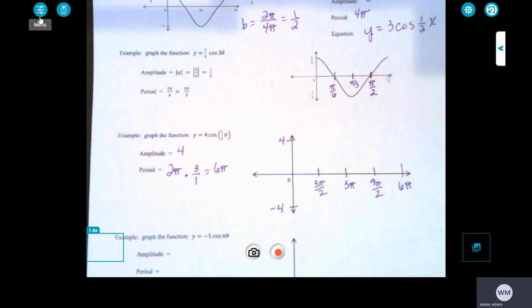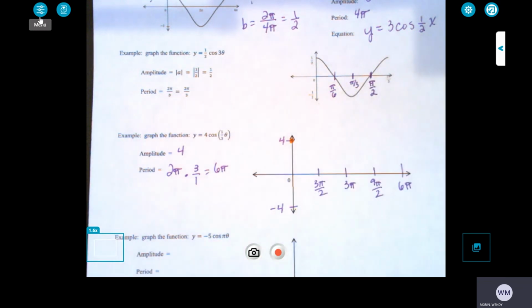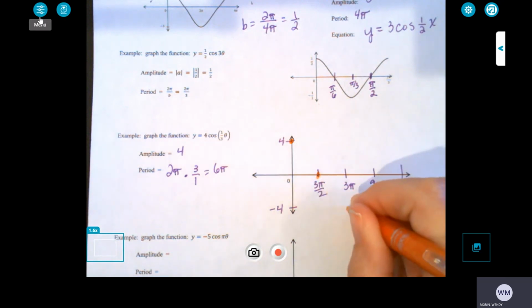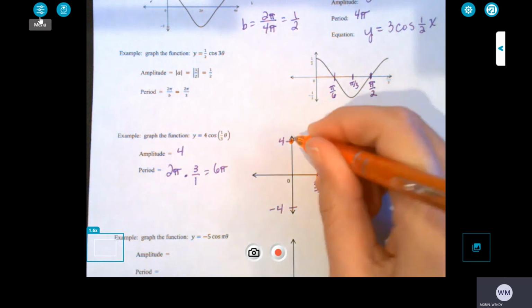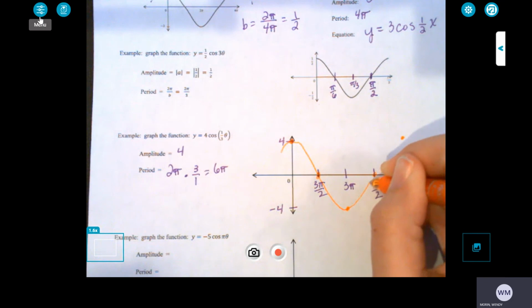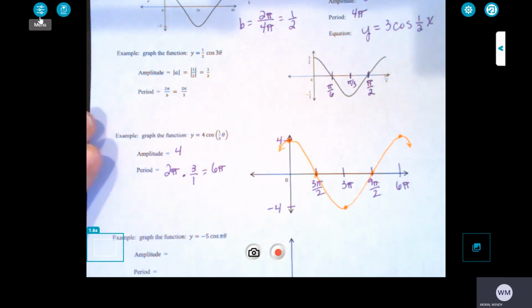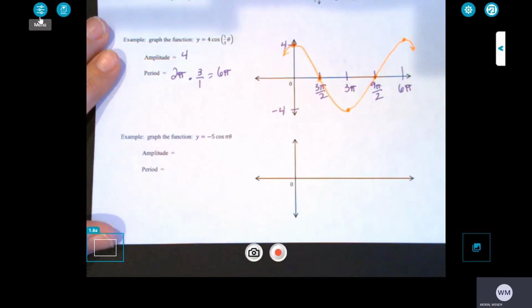And here we are doing the cosine graph. The cosine graph starts in amplitude above, midline, amplitude below, midline, and back to where it started from. Nice smooth curve, no pointy edges. Don't go past your mins and your maxes. Okay.